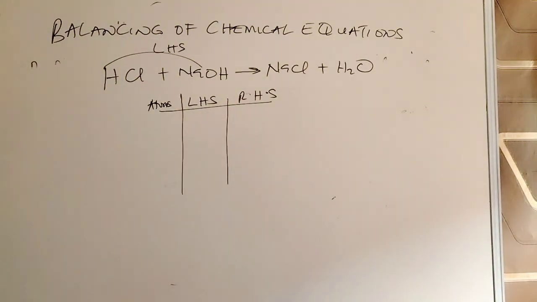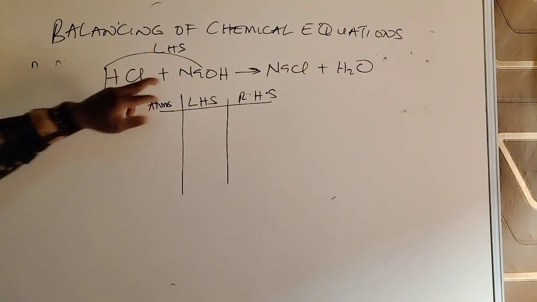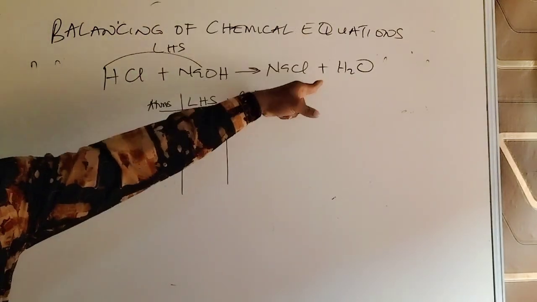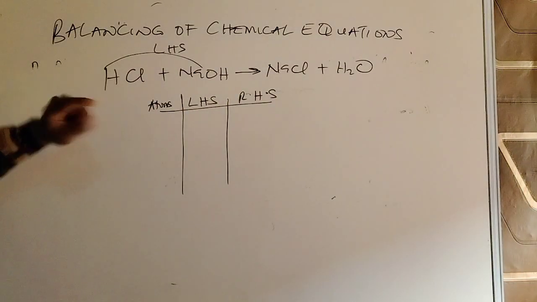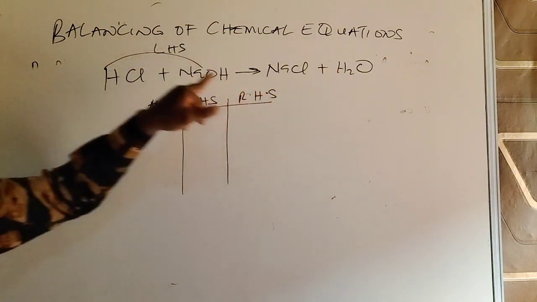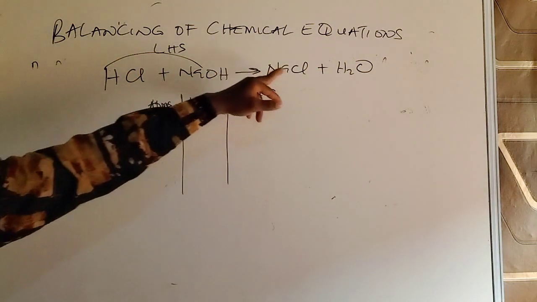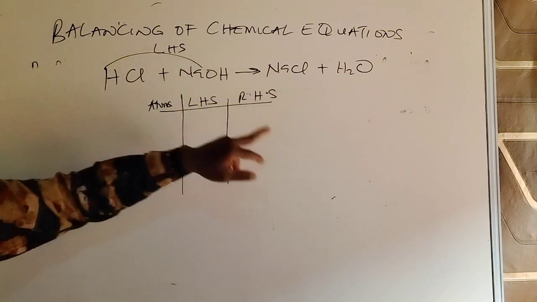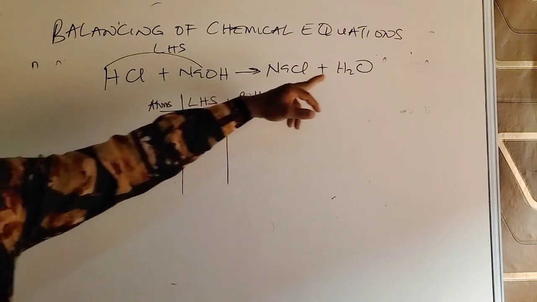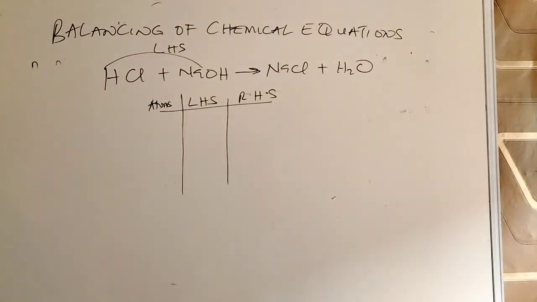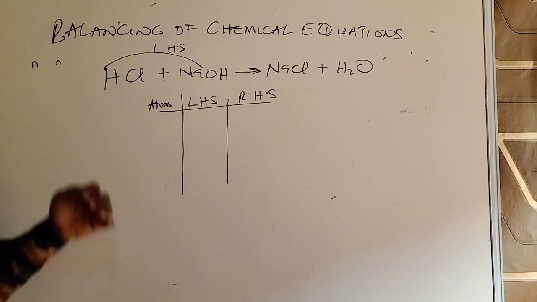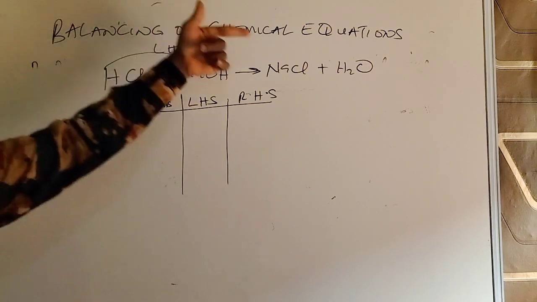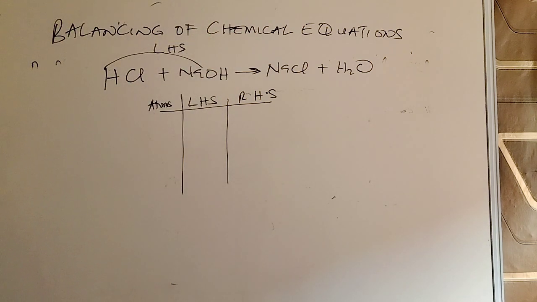You notice that the elements on this side also appeared on the other side. Hydrogen is here, you can see it over there. Chlorine is here, you can see it over there. Sodium is on the left-hand side, you can see it over there. Oxygen is there, you can see it also over there. The elements appeared on both sides, but the difference is that the compounds are not the same. The elements rearrange. How are they rearranged?